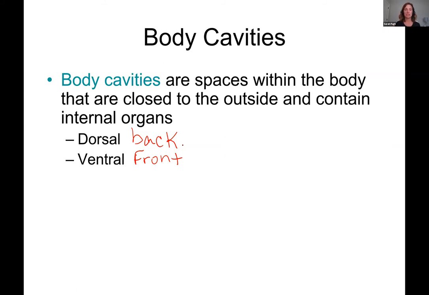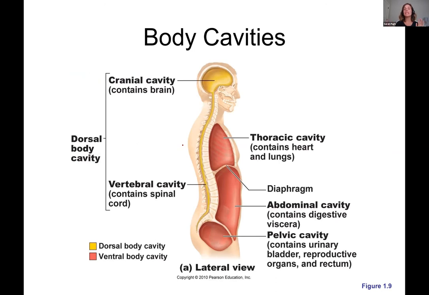So let's look at a picture of these. This is an image from your book, and you can see in yellow, this is the dorsal cavity. First, let me tell you that you are looking at this image from the side. So this is sort of a lateral view or a sagittal cut, cut right down the middle and opened up, and we're looking at it from the side. In yellow, that's the brain and spinal cord, housed in the dorsal cavity. Then you can see here in red, that's our ventral cavity. Now, we're going to go through the dorsal cavity, and you probably have already noticed from this image, there are subdivisions within each of these cavities.